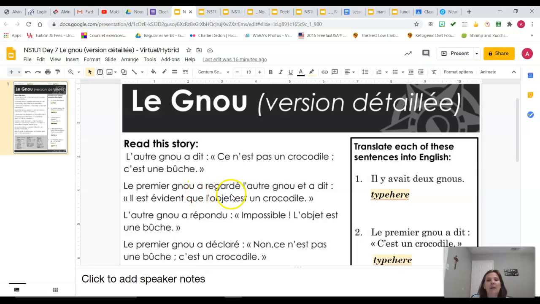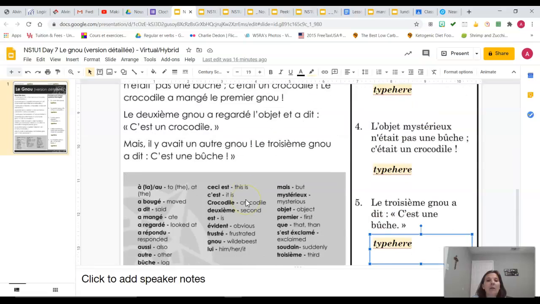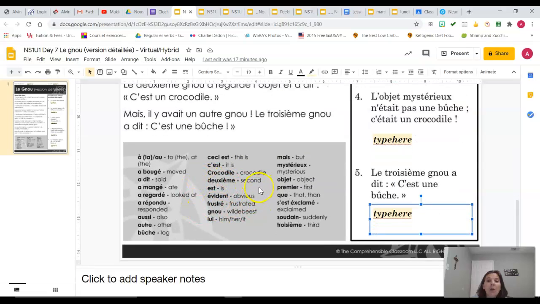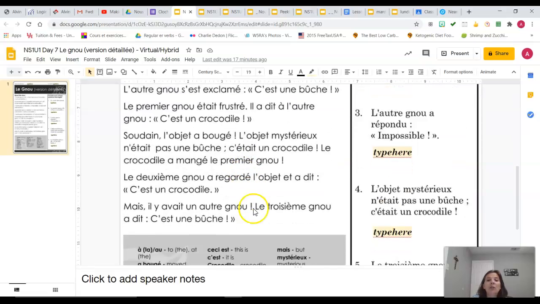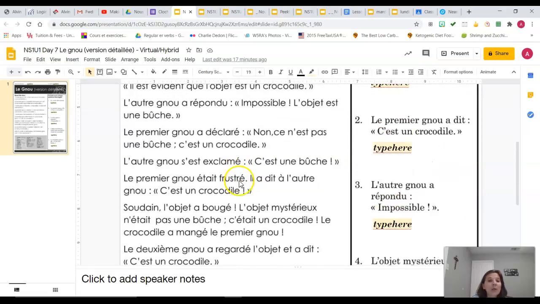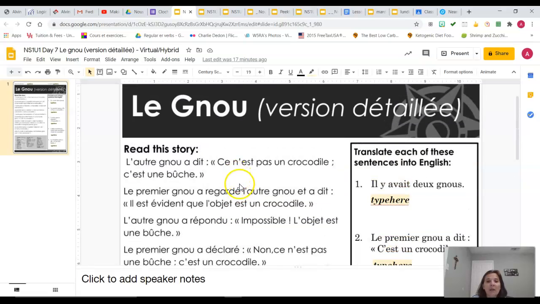A regardé. I used that in the story. And now you're seeing it for the first time. I said, le premier nous, ou les nous, ont regardé. Okay, l'autre nous, or whatever. If you look down in the gray box, lo and behold, there it is, looked at. So, everything in here that you may not know should be in this gray box. And if for some reason you still don't know what something means, use word reference.